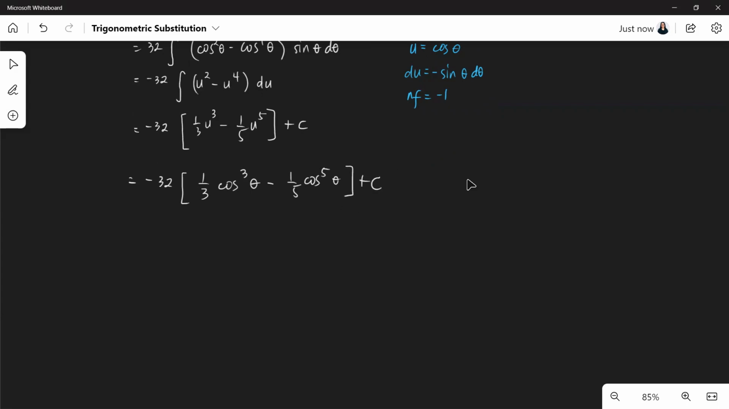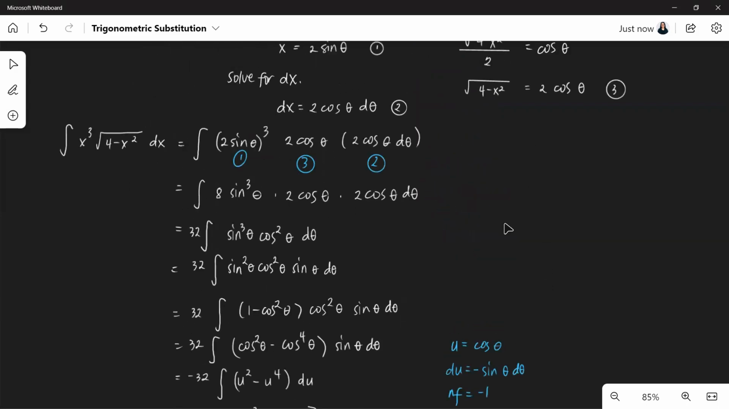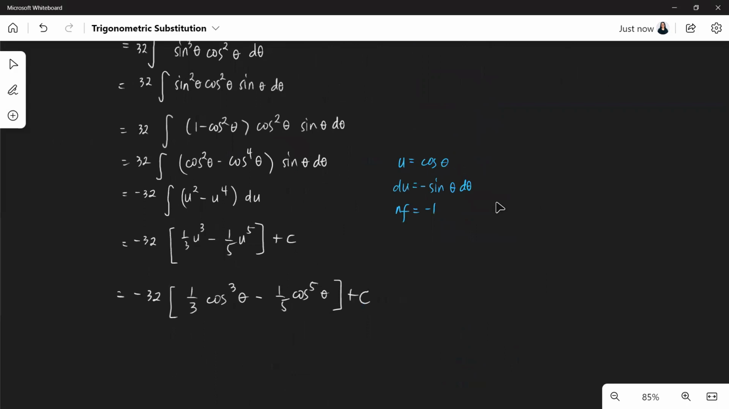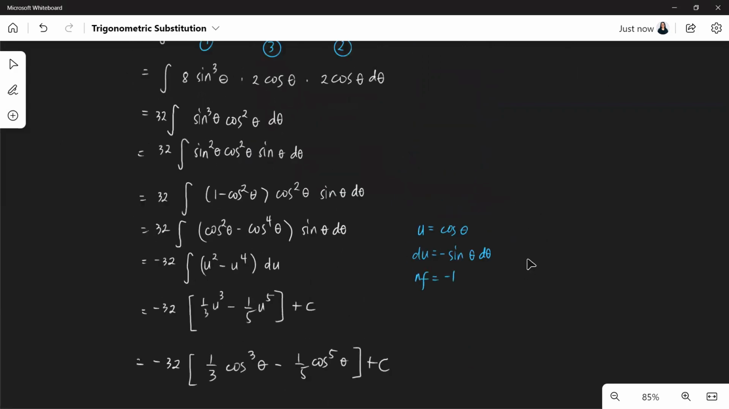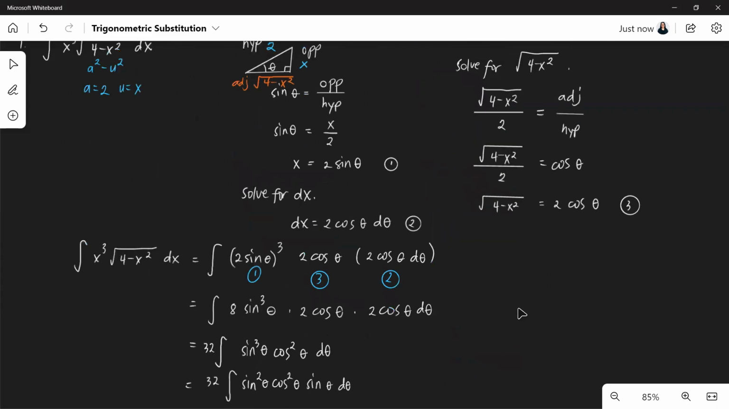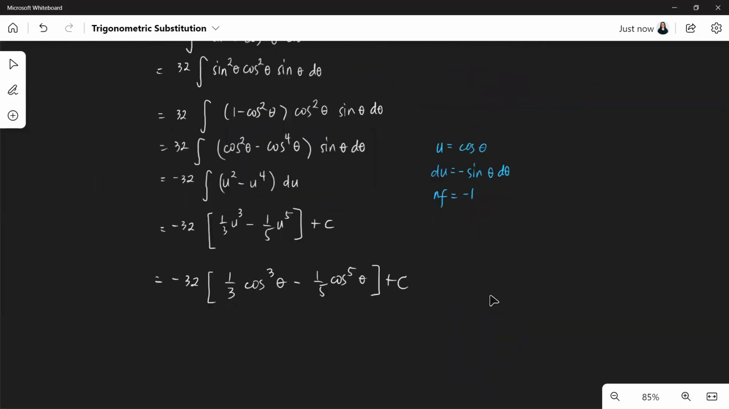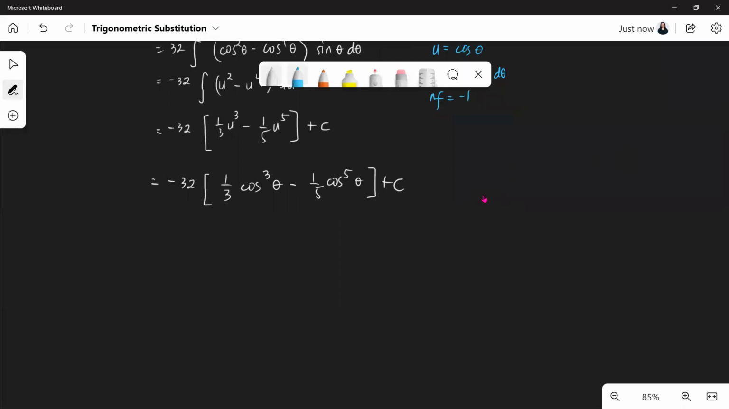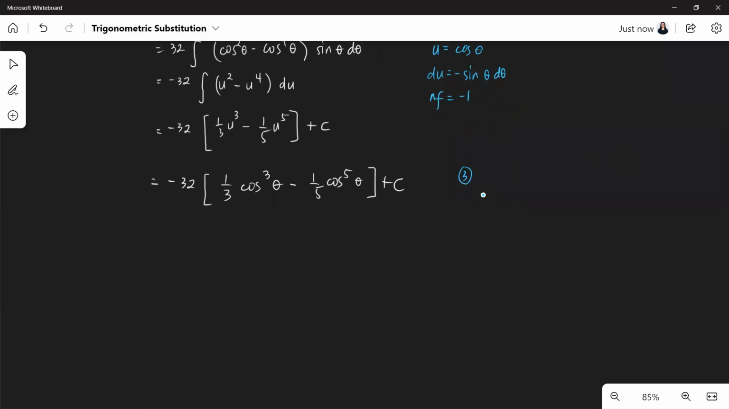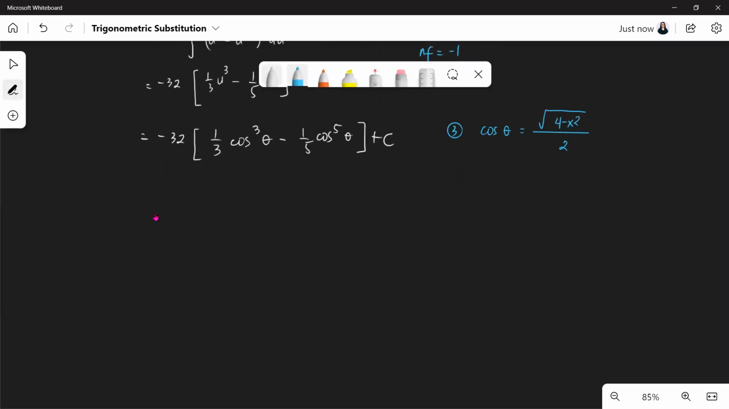This is not yet the final answer because our original variable is x. So we need the cosine theta transformation. Here we have cosine theta is square root of 4 minus x squared all over 2. So we'll use that, from equation number 3. So from equation number 3, cosine theta is square root of 4 minus x squared all over 2. So we write that here.